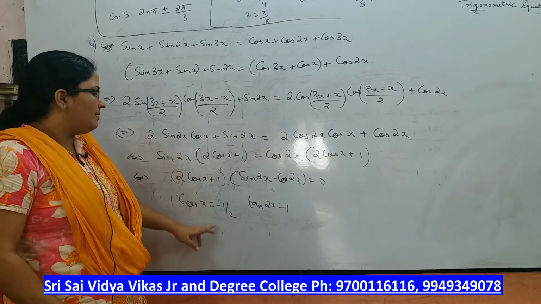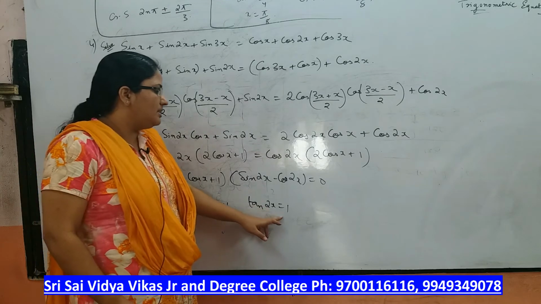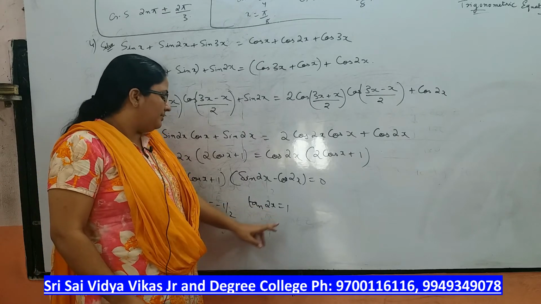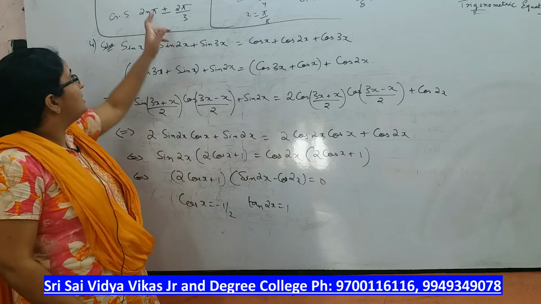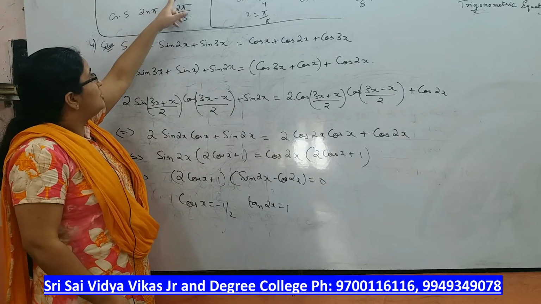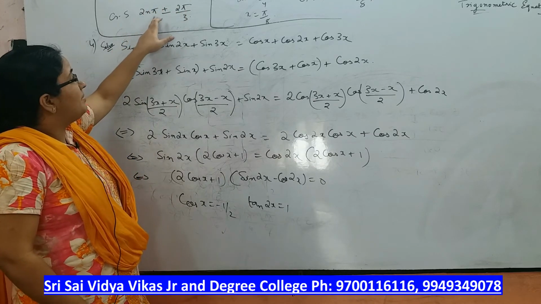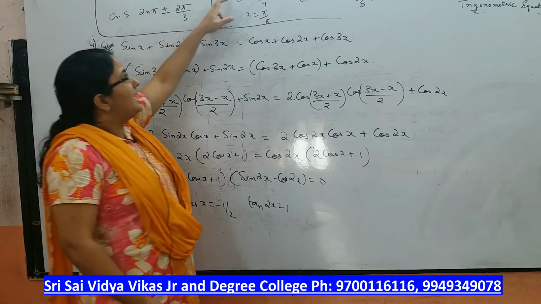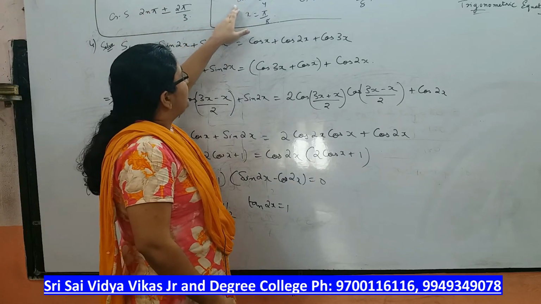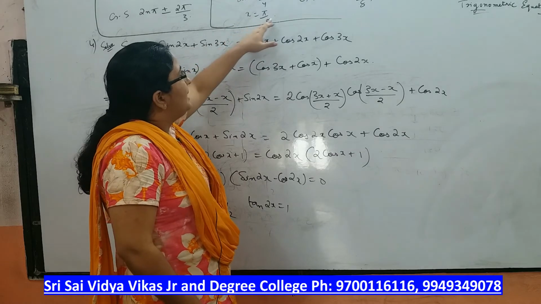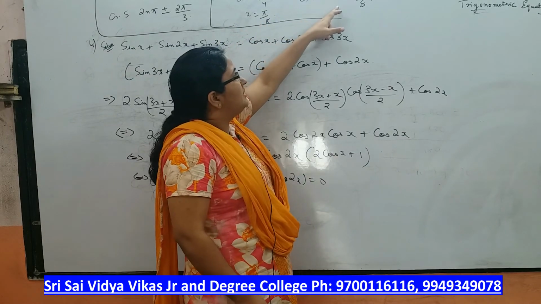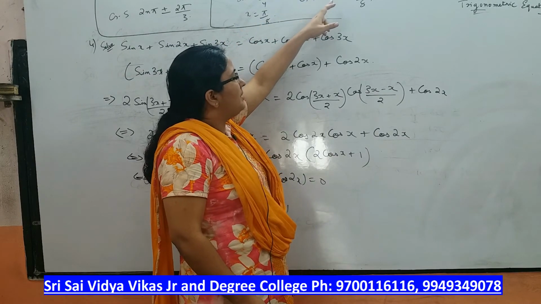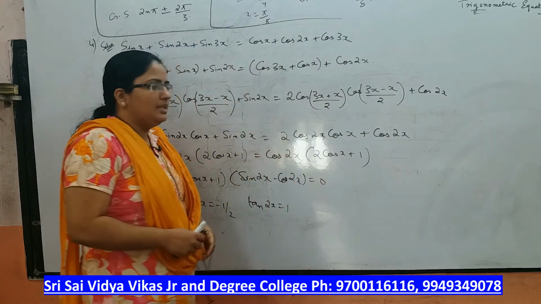Cos x is equal to minus 1 by 2, or tan 2x is equal to 1. If cos x is equal to minus 1 by 2, then the value is 2 pi by 3. General solution is 2n pi plus or minus 2 pi by 3. This is for cos. If tan 2x is equal to 1, 2x is equal to pi by 4, so x is equal to pi by 8. General solution is n pi plus alpha, so that is n pi plus pi by 8.